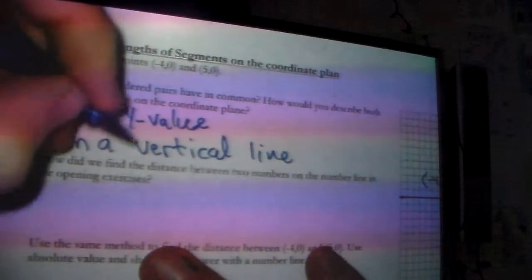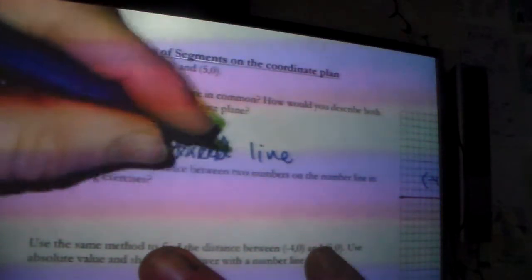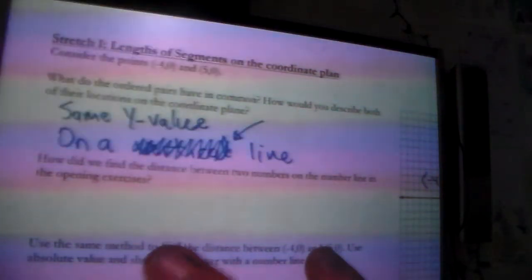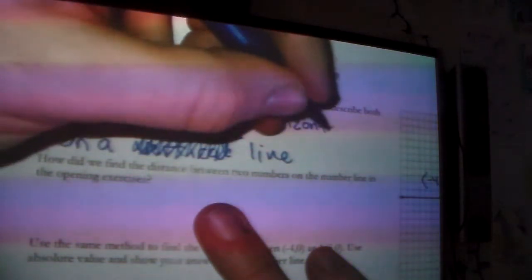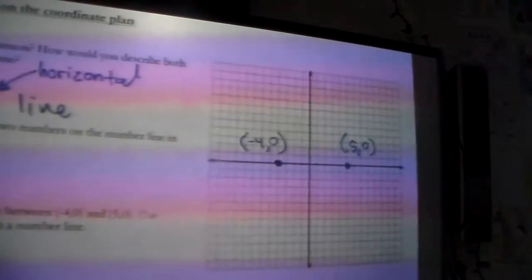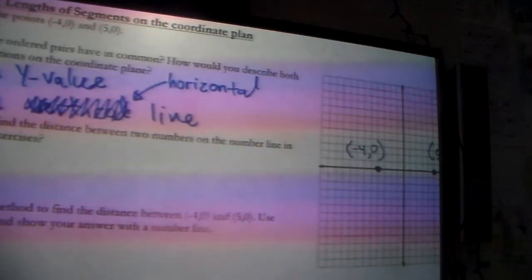Ooh, that's not right. Vertical line would be up and down. Erase that, because I have a pen. Change it to horizontal. They're clearly on a flat horizontal line. So again, let me go ahead and refocus that, let you get that for a second. They have the same y value, they are on a horizontal line.